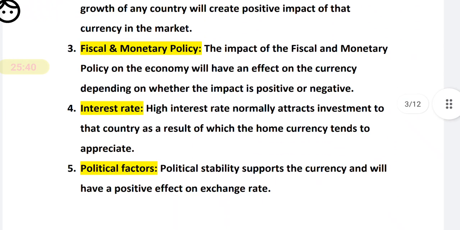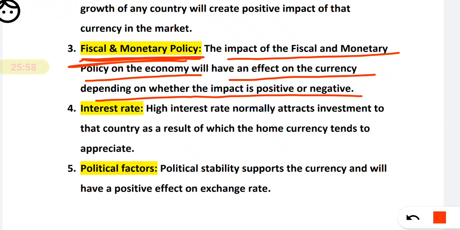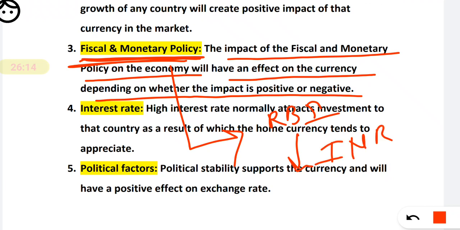Next, fiscal or monetary policy. How do fiscal and monetary policy affect it? See, the impact of fiscal and monetary policy on the economy will have an effect on the currency, depending on whether the impact is positive or negative. We have already discussed fiscal and monetary policy in Advanced Bank Management. So we know RBI announces the monetary policy quarterly, right? So it also creates an impact on the Indian rupee, whether positive or negative.